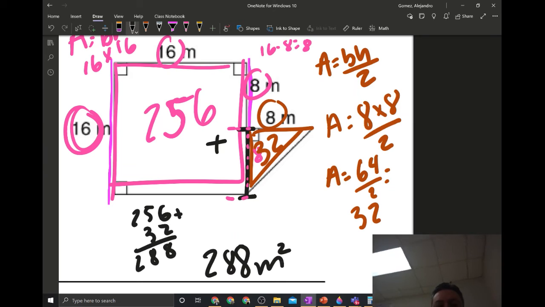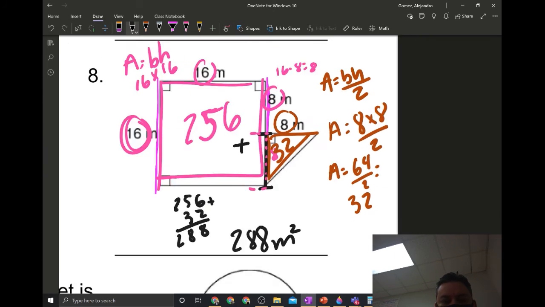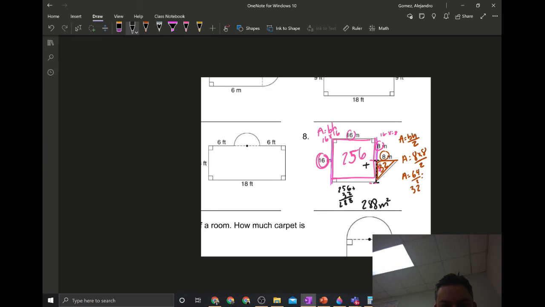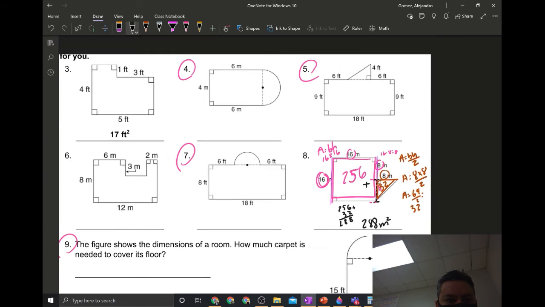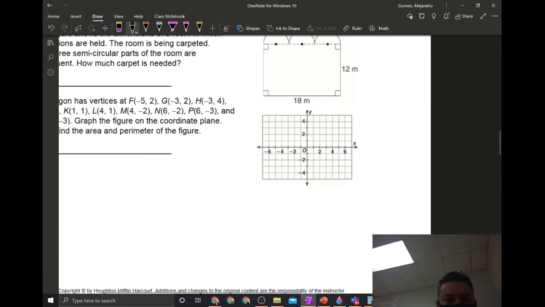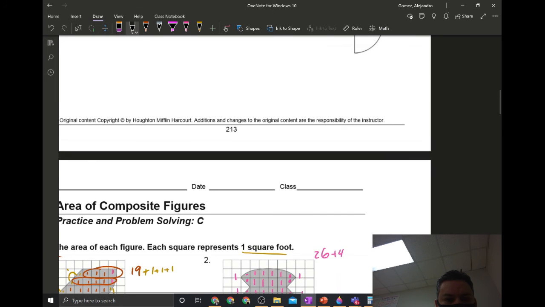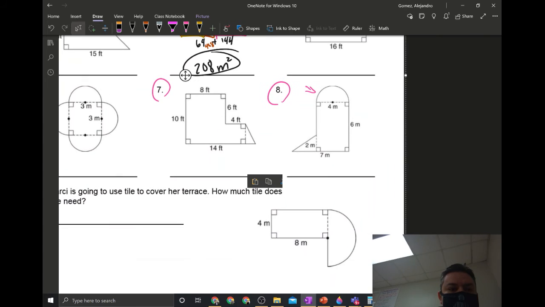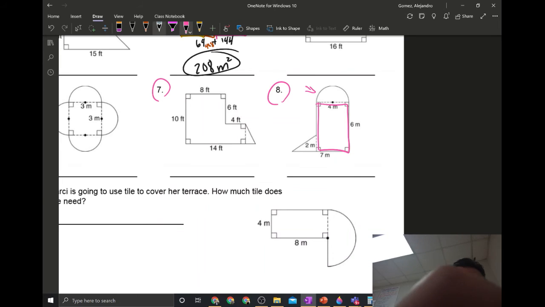You have to be able to find those missing lengths. Now, let me see, one with a circle or a semicircle. I might just show you, but not do it. Let's look at number 8. I can identify a rectangle. I can identify a triangle and a semicircle.